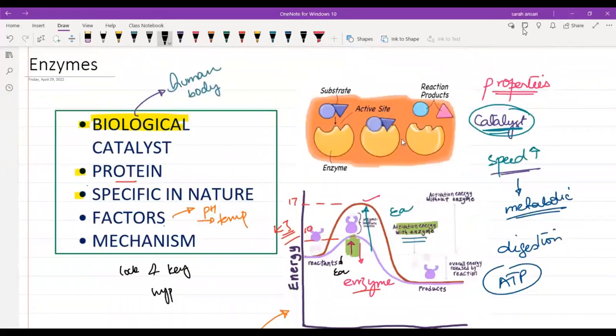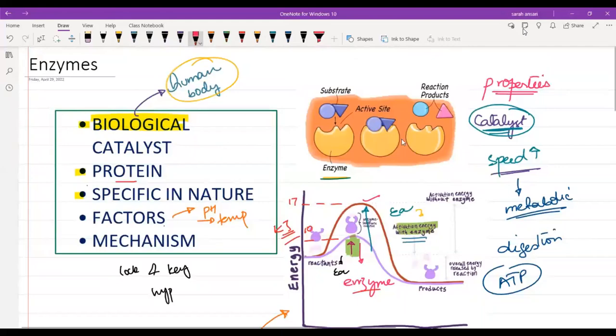So to recap it all, we talked about how an enzyme is a biological catalyst. Why do we refer to it as a biological catalyst? We refer to it as a biological catalyst because it is present inside the human body. And what is the function of an enzyme? An enzyme is basically increasing the rate of reaction by decreasing the activation energy. So the same reaction is now completing within less time. Okay, and also at the end of the reaction, the enzyme is unchanged.